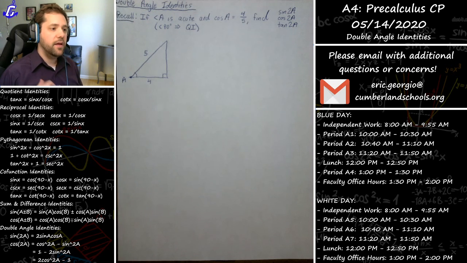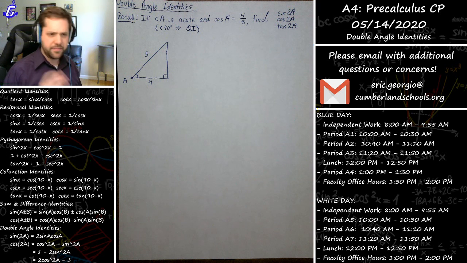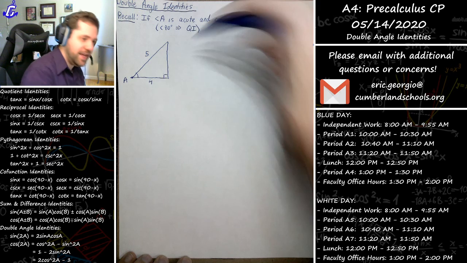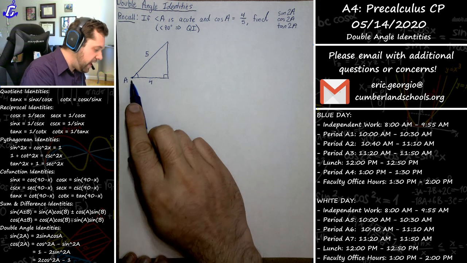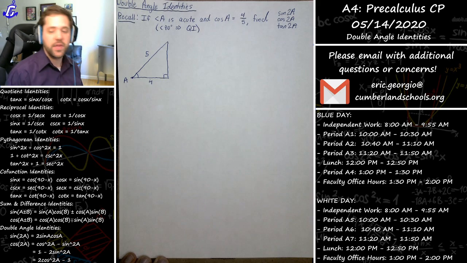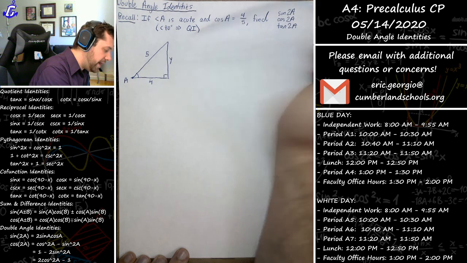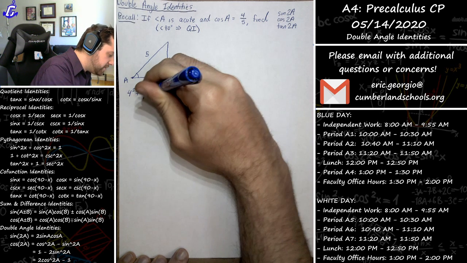Now, in order to find all the rest of those things, sine of 2A, cosine of 2A, tangent of 2A, we definitely need to know what this opposite side is equal to. We need that to find sine, because sine is opposite over hypotenuse. We can find that with a little Pythagorean theorem. If we call this y for now, 4 squared plus y squared is equal to 5 squared.